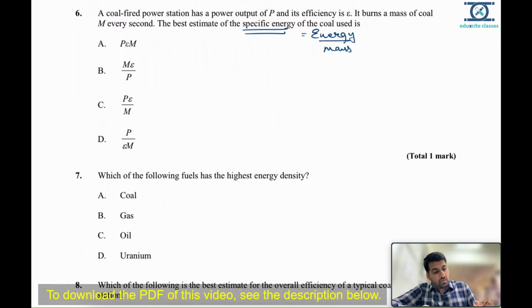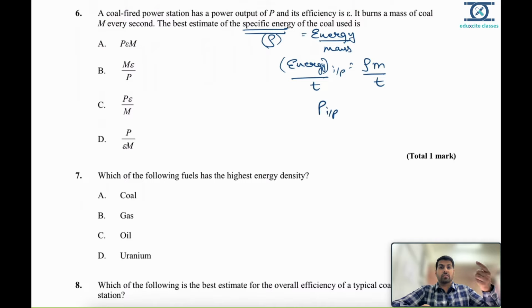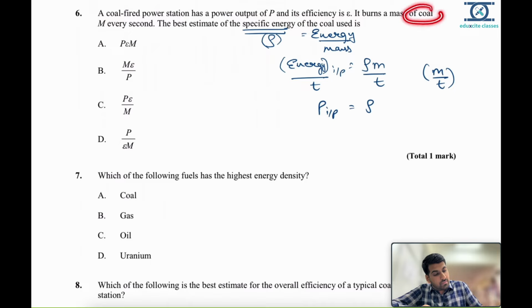Okay, now first of all, this specific energy I am denoting with the symbol rho. So can I say the energy input is equal to rho times the small mass m, and if I divide by unit time, energy per unit time is power input, since power is energy per unit time. So power input is rho times m over t. Now if you look, the mass of coal every second is given and denoted by capital M. So can I write rho times capital M as power input?